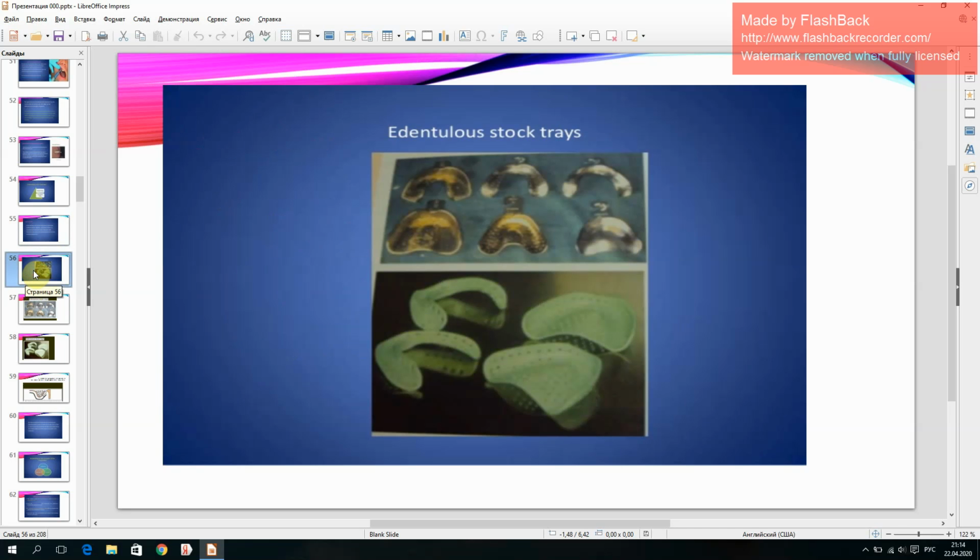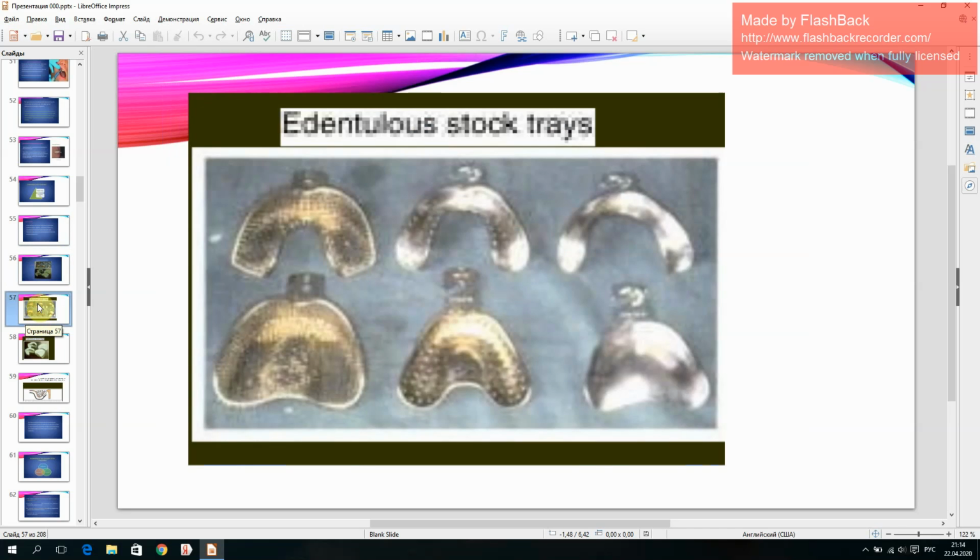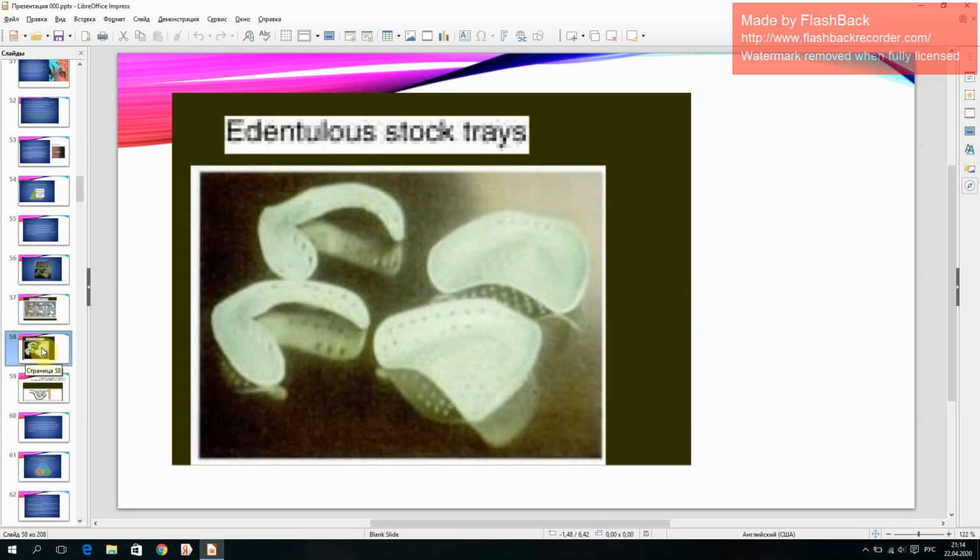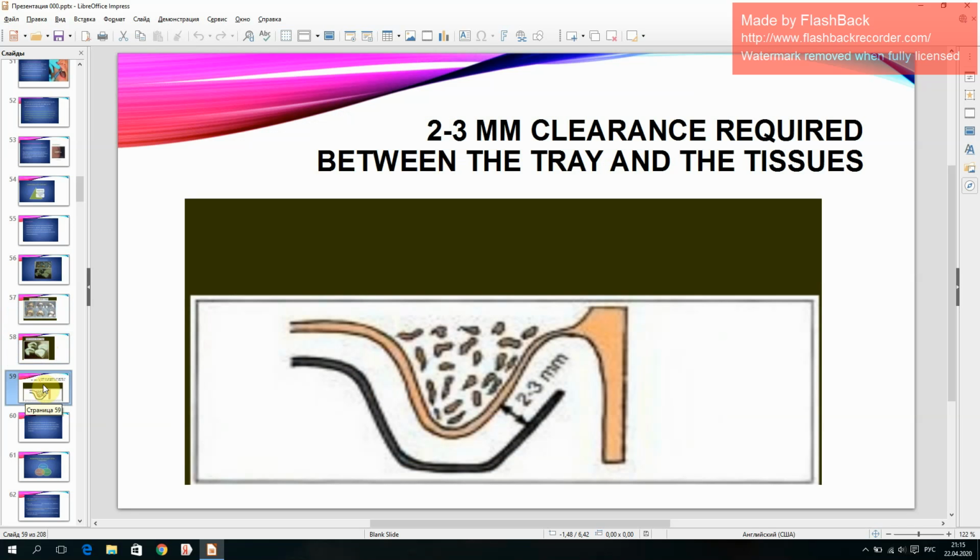Edentulous stock tray from maxilla and mandible. Two to 3 millimeter clearance is required between the tray and the tissues.